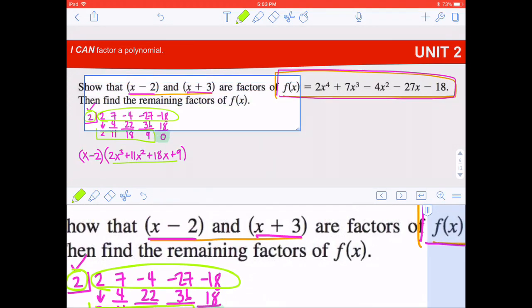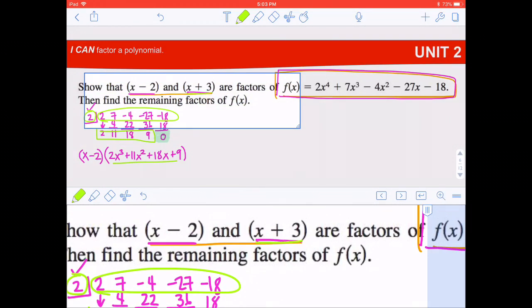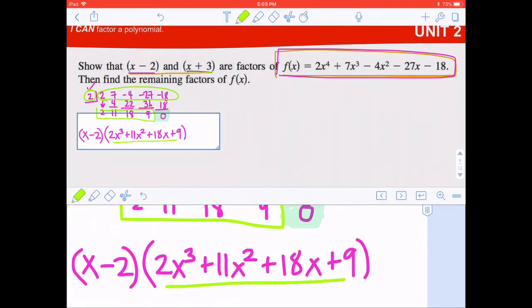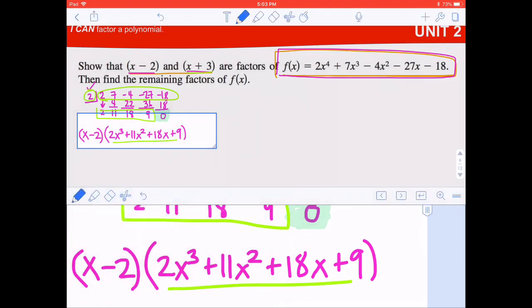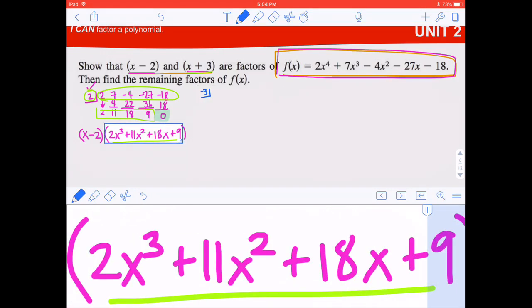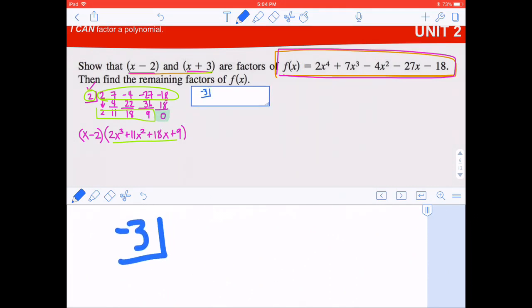Now we're going to continue doing the same thing. X plus 3, we're going to divide this polynomial by it. So I'm going to do that over here. I'm going to have a minus 3 in the corner. My coefficients here are 2, 11, 18, and 9.